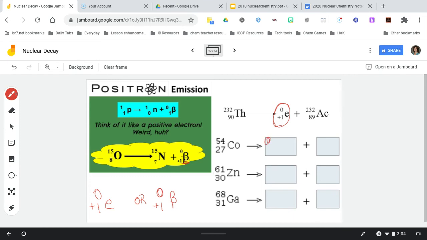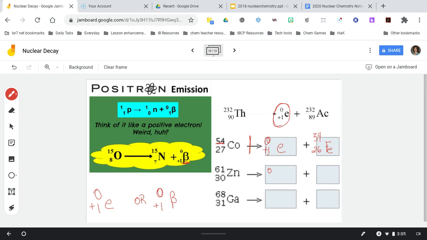It's a positive electron. So if I know that cobalt 54 is going to undergo positron emission, I write that first. No mass, positive charge, and then my E. The top number, what plus 0 equals my 54 target. That's easy. That's a 54. On the bottom, what do I add to a positive 1 to make it 27? That is a 26. 26 plus 1 equals 27. Element number 26 is iron.